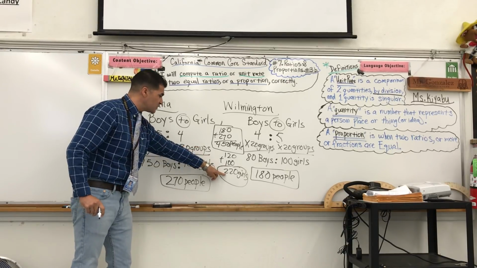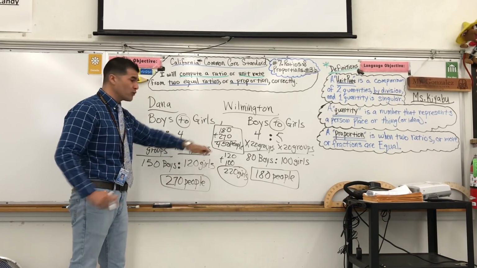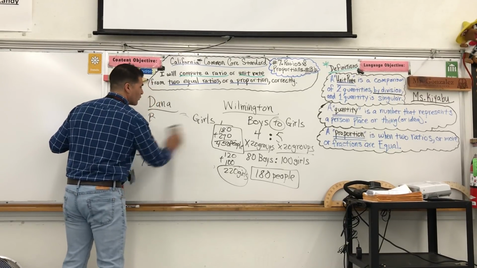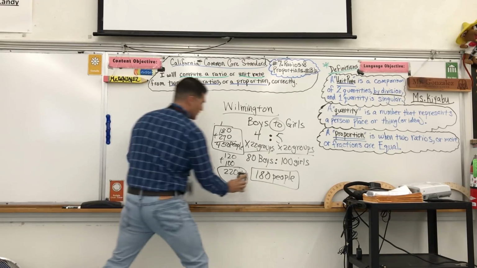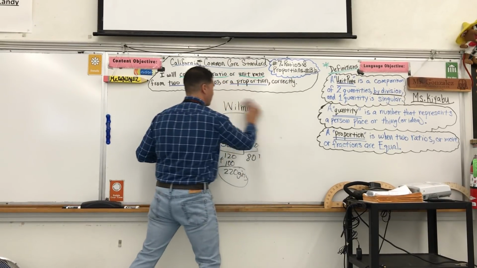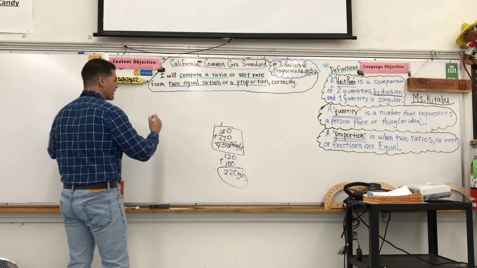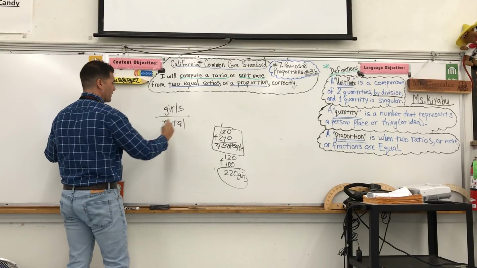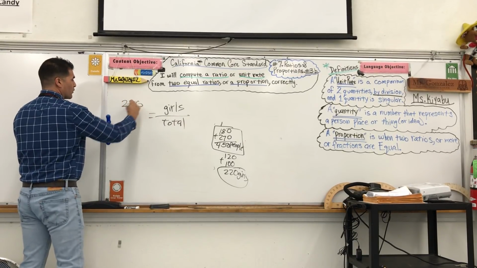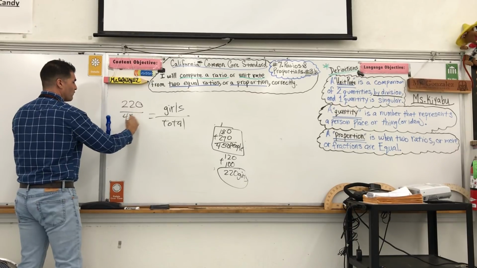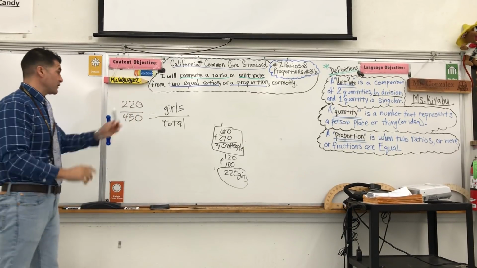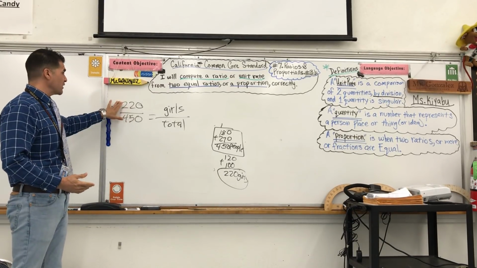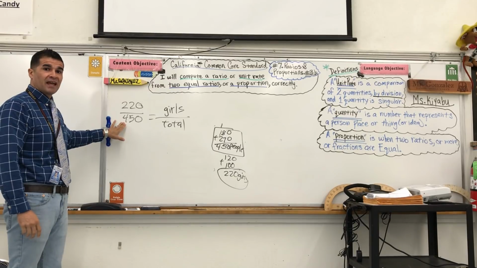Well, the fraction is going to be 220 over 450, but you have to reduce correctly. So you can't just leave your answer looking like 220 divided by 450. You see, a fraction is the girls that are going divided by the total people that are going. This is going to be 220 girls total divided by 450. Your job is to now reduce this ratio so you can figure out the correct simplified fraction of girls that are going to this party from Dana and Wilmington.